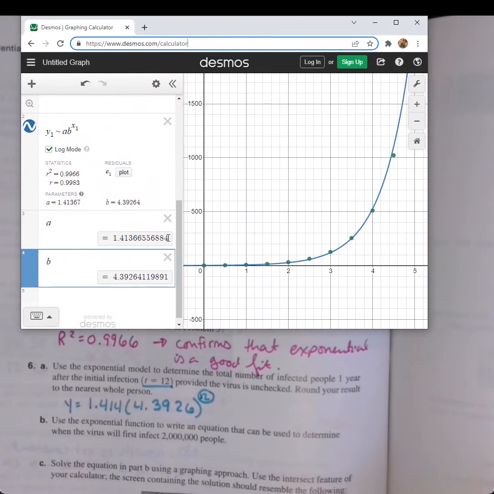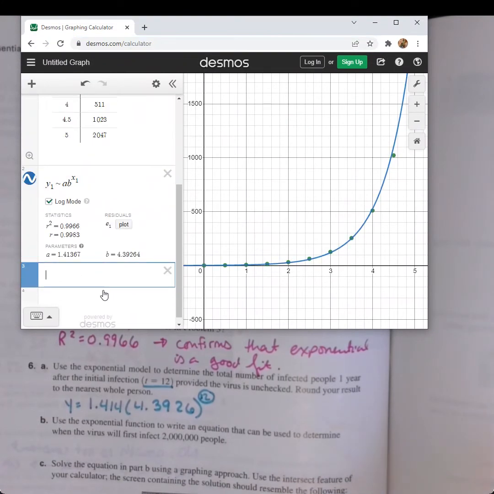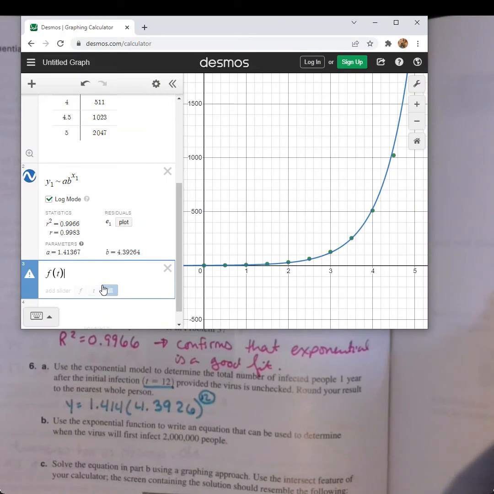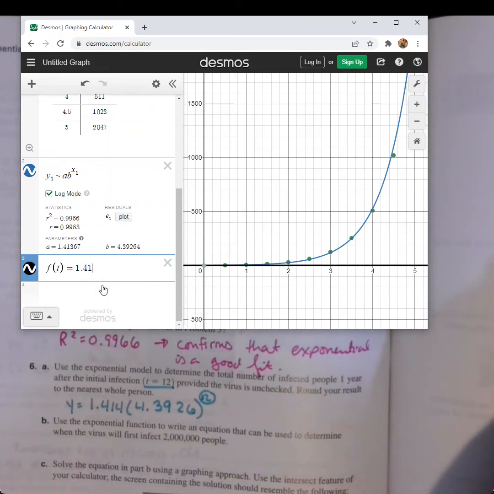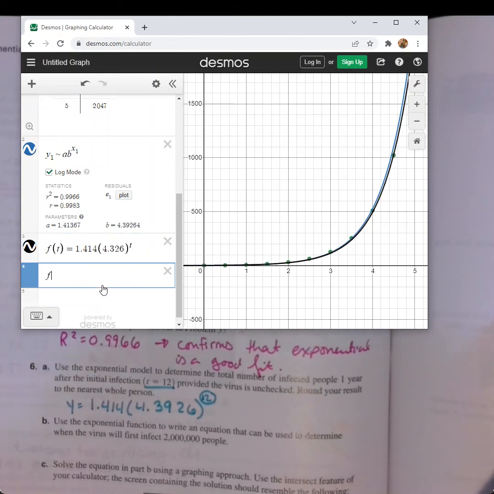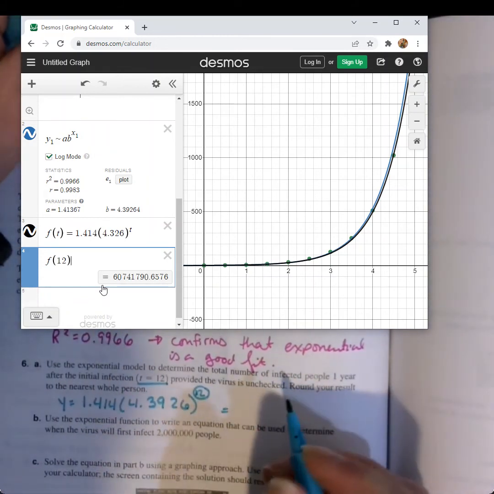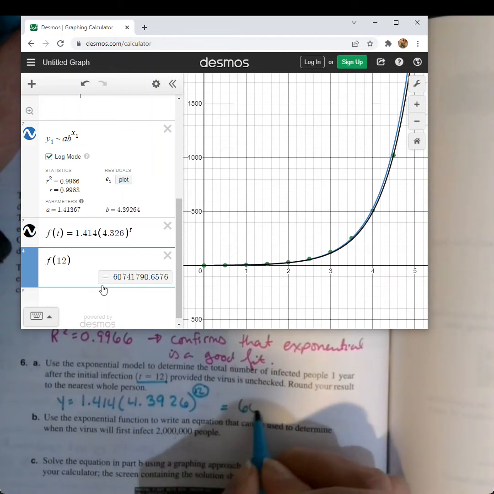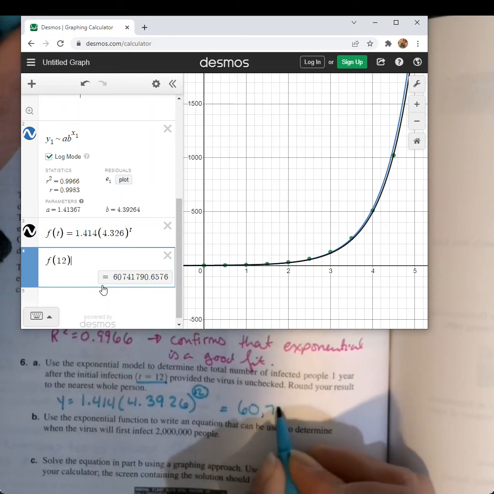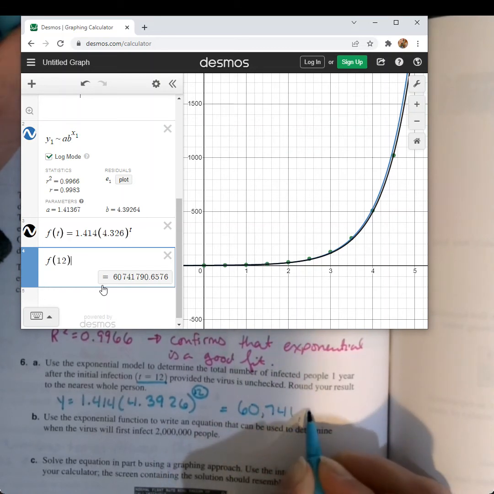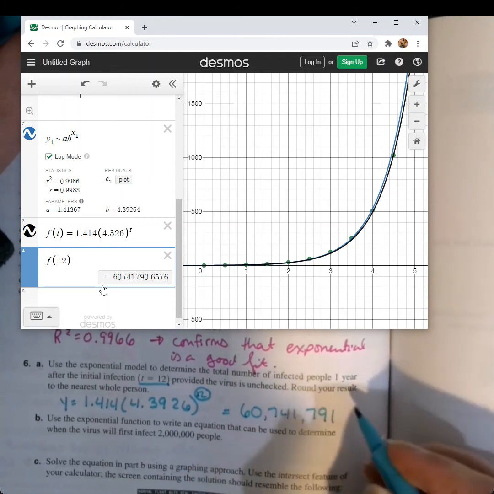I'm going to go ahead and just type my function as a function, and then I'll be able to call that function at 12. So rounded to the nearest whole person, we are getting 60,741,791 people infected.